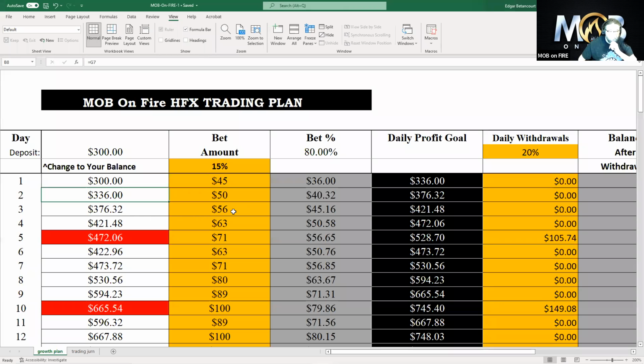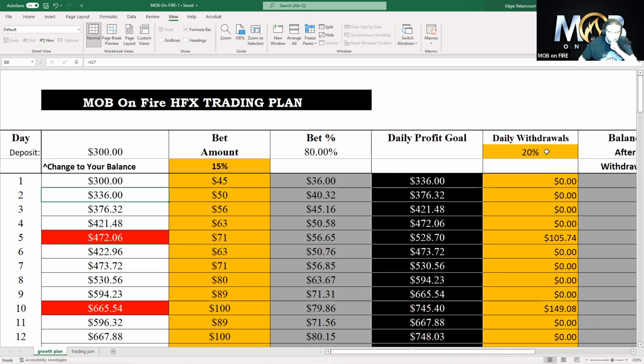My next trade is gonna be $56, making $45.16 in profit. That brings me to $421.48. Next trade is going to be $63, making me $50.58, which brings me to $472.06. Next trade is going to be $71, for $56.65 in profit, which gives me a total of $528.70. After my 5 trades, I get out. I'm going to take $105.74 and pocket it.